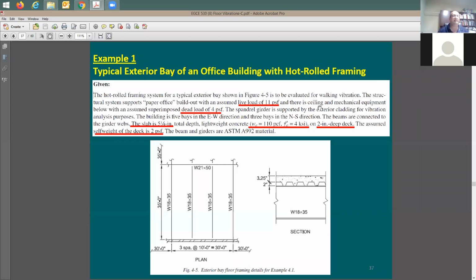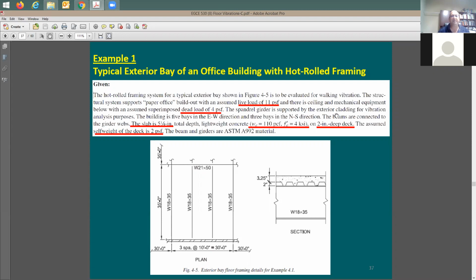Let's say that there is a ceiling. So ceiling is going to be important. Mechanical equipment below was an assumed superimposed dead load of 4 PSF. So the additional dead load here is going to be 4 PSF. And of course, you have mechanical ducts and equipment, you have a ceiling, and all of that is going to be adding up to the beta factor. Spandrel girder supported by exterior cladding for vibration. This is good. And then the building is 5 bays in east-west.